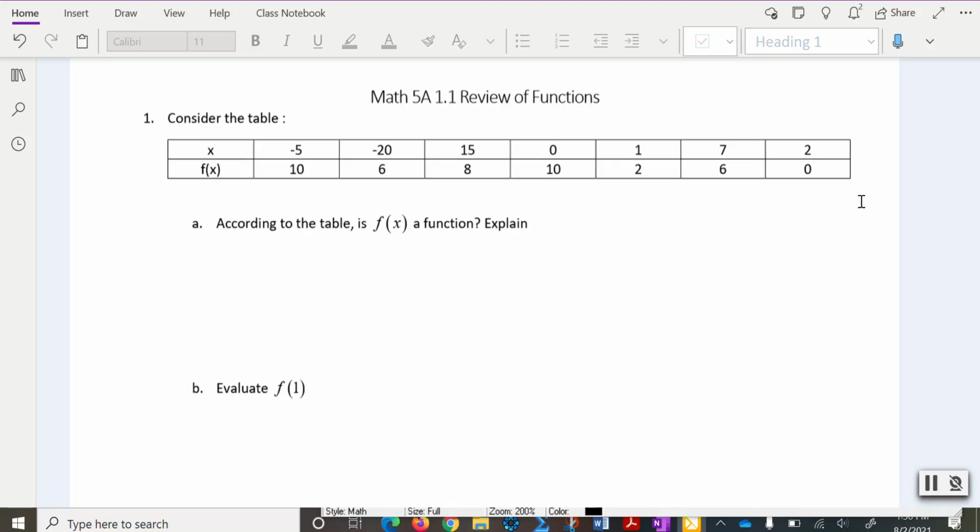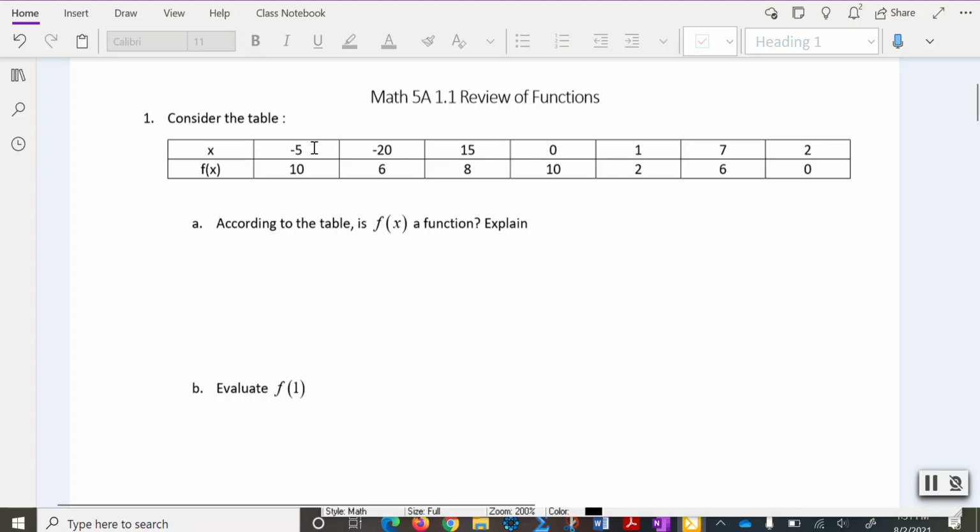Explain. A function is a set of ordered pairs, in other words, a relation, where each input is only allowed to have one possible output. So if you plug something into your function, you're only allowed to get one possible output that goes with it. So let's go through the ordered pairs that we have in the table and see if we fit the definition.